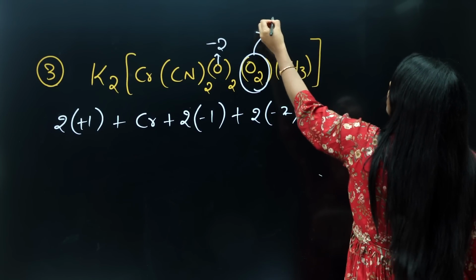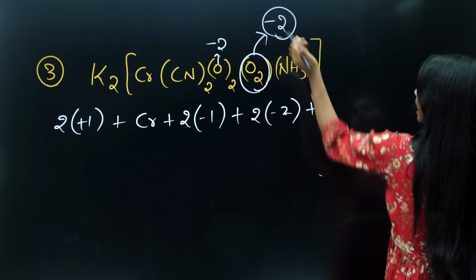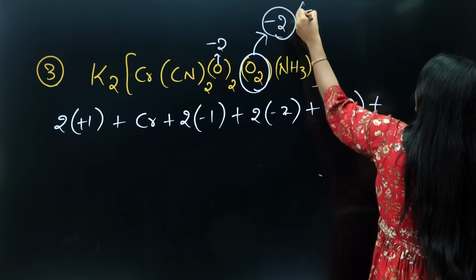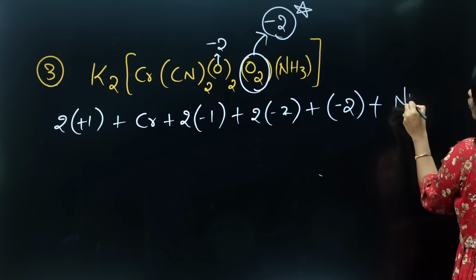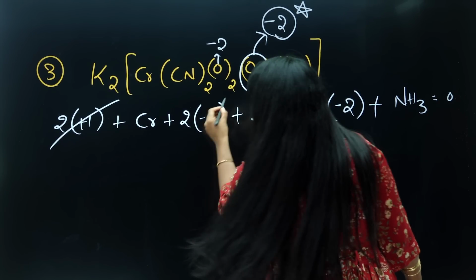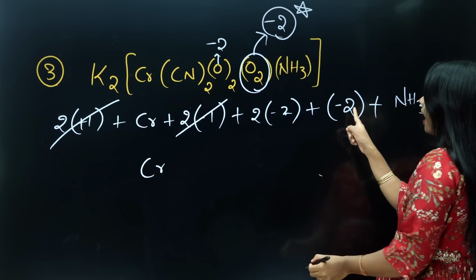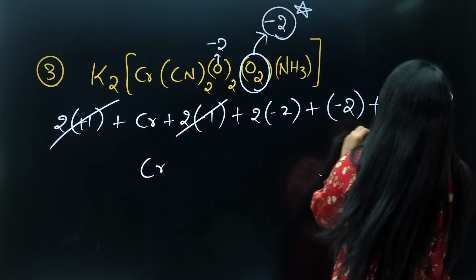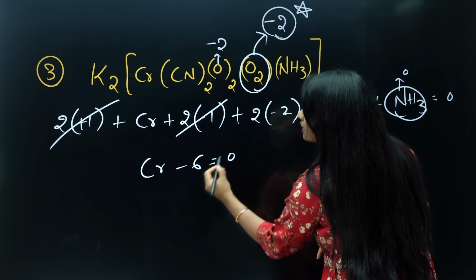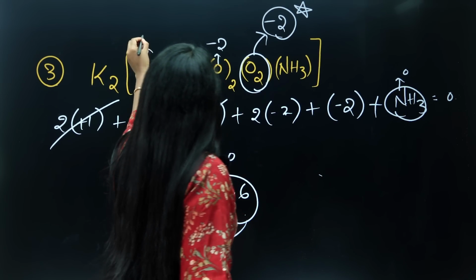In this complex, it is present as a peroxide. O2 charge is minus 2. Total O2 charge is minus 2. Important, you have to remember this. Plus ammonia, which is equal to 0. Then plus 2 minus 2 cancel. Then you will get Cr, and 2 twos are 4, and here minus 4, minus 2, minus 6. Ammonia is 0, a neutral ligand. Then in this complex, chromium oxidation state is plus 6. Here it is plus 6.